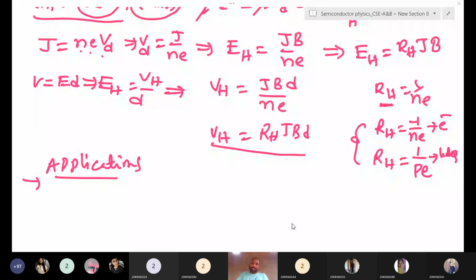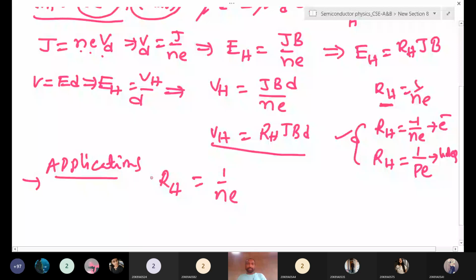Another very important thing is, suppose I have given some material to you, and I don't know whether it is P type or N type. How will you determine it using the Hall effect? Suppose we don't know anything about it, and I ask you whether it is a P type or N type semiconductor. You have to take the sample and perform the Hall effect measurement.